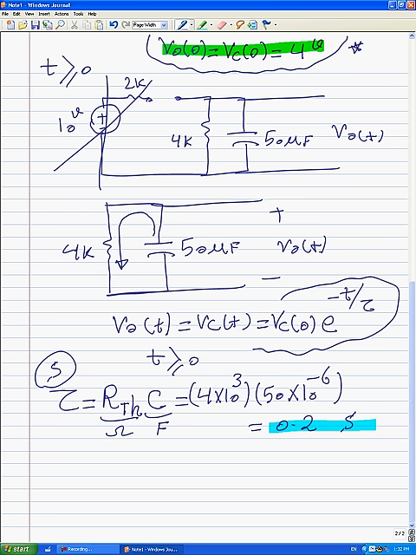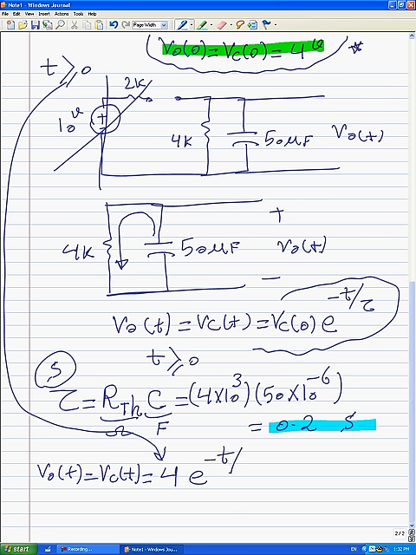Now it's clear. Output voltage, or capacitor voltage, is equal to 4, and this 4 should be here, times this part of the equation. And how we can plot the waveform of the output is easy. It starts from 4 volts and goes to zero. This is the waveform of the output voltage.